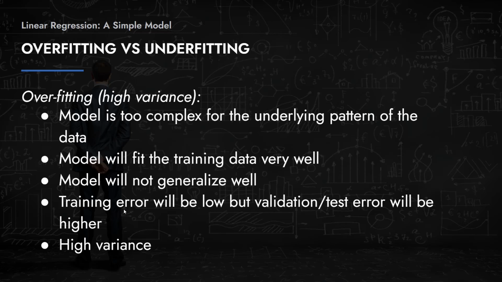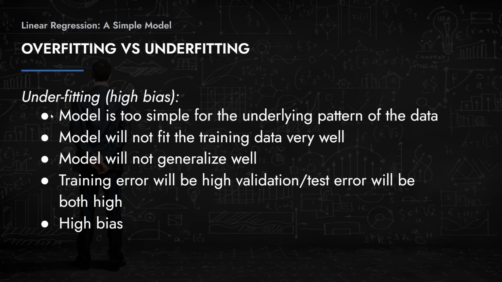Now, on the other side of overfitting, we have underfitting. This means the model is too simple for the underlying pattern of the data. It's way too general, and so the model will not fit the training data very well. This means that you'll have a very high training error, as opposed to overfitting or high variance, in which your training error is low. In this case, both the training error and the validation or test errors will be high, because your model is just bad. It's too general. And this type of model, the underfitted or high-bias model, which is the more technical term for it, also does not generalize well.